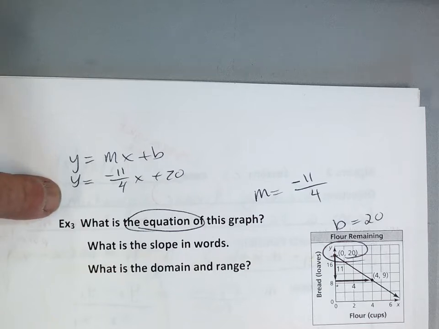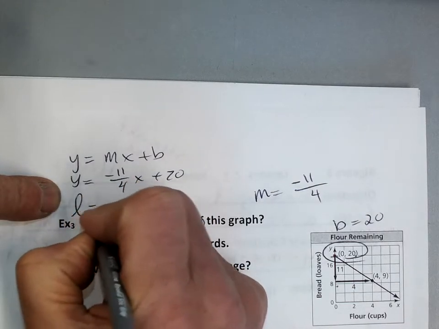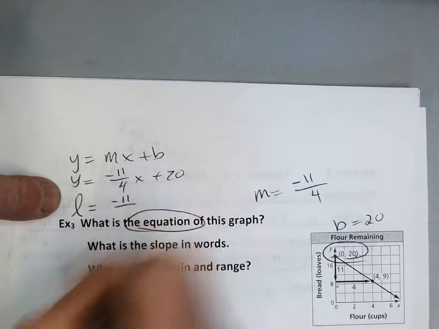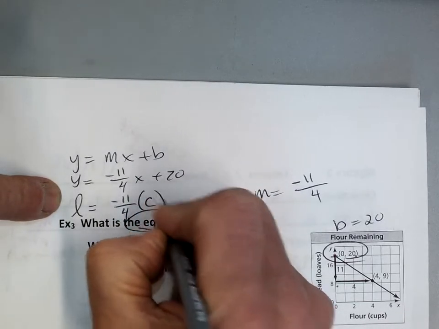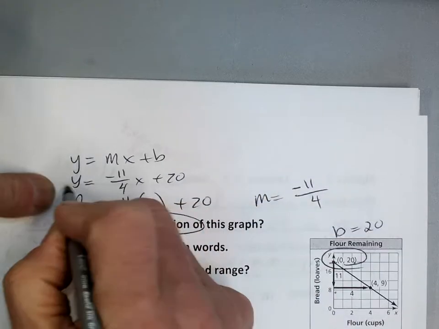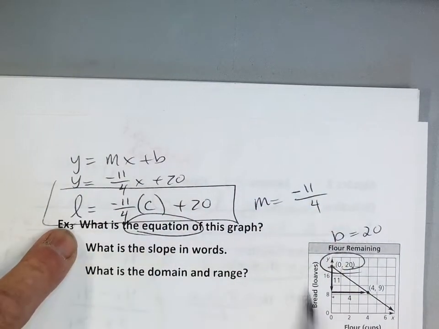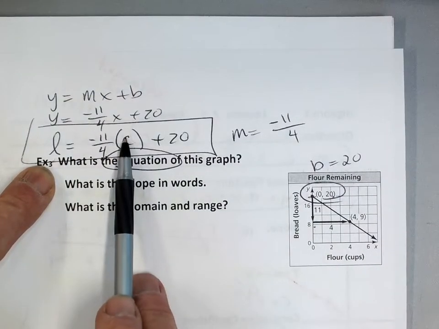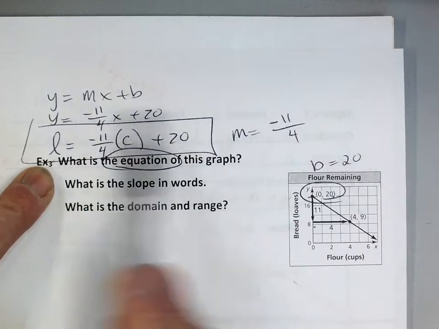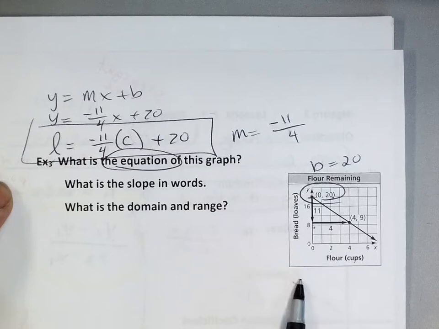Okay, now I'm going to change this slightly. I'm going to say that L equals negative 11 fourths C plus 20. So I changed it slightly so that my equation matches my problem, because we're talking about cups of flour and loaves of bread, not x's and y's, but really cups of flour and loaves of bread, okay?